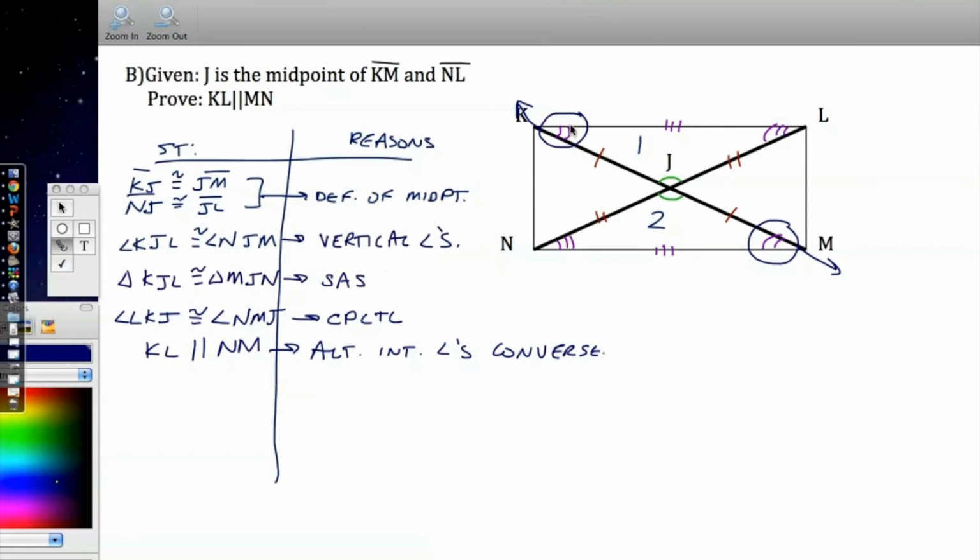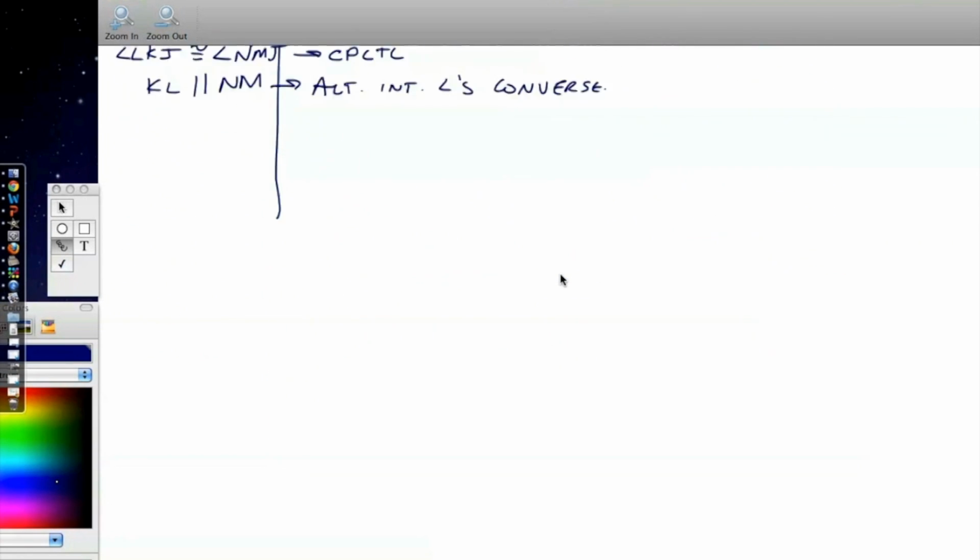Okay? Alternate interior angles here are congruent, so that means that these lines must be parallel. And I couldn't say that they were parallel because I couldn't know anything about the angles until I proved that the triangles were congruent. So that's how that works.